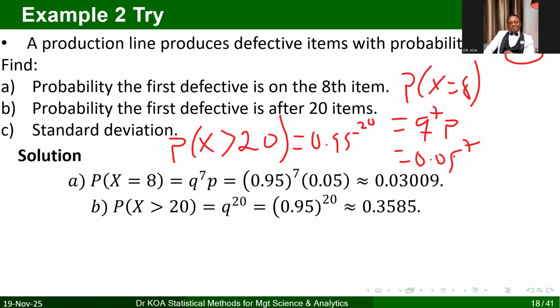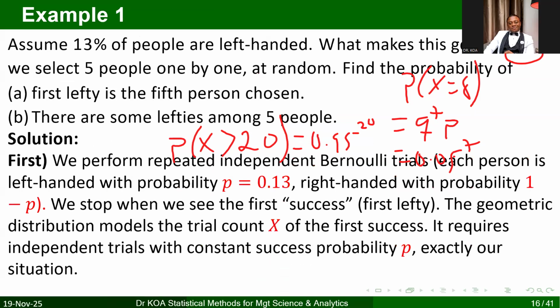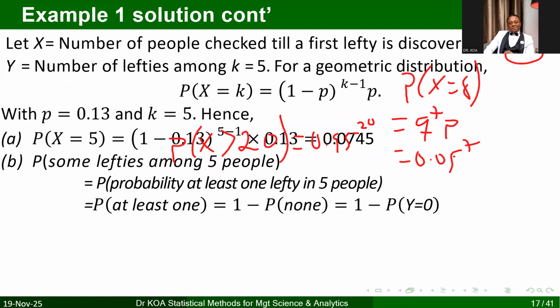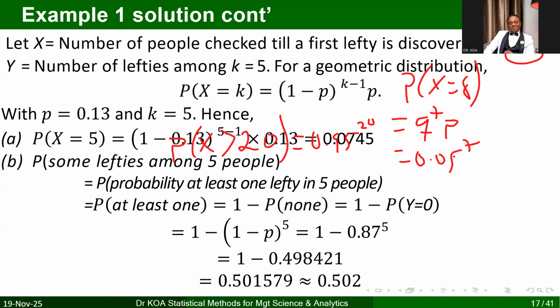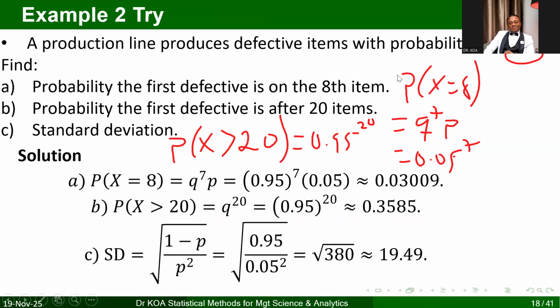As for the standard deviation, we know the formula easily. The standard deviation is given as what? Just let me remind you, go back here, find the 1 minus P over P squared. Very good, but that is the variance. So you take the root of 1 minus P over P squared. And then you can substitute the 0.95 you had, and you can get 19.49.